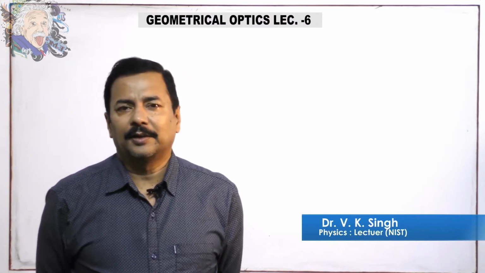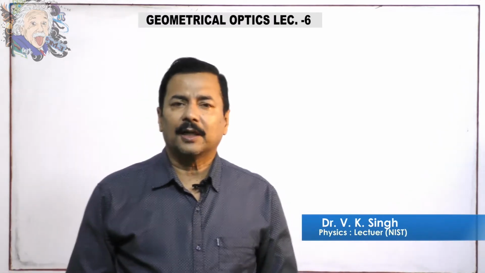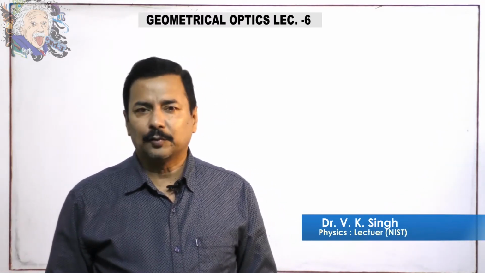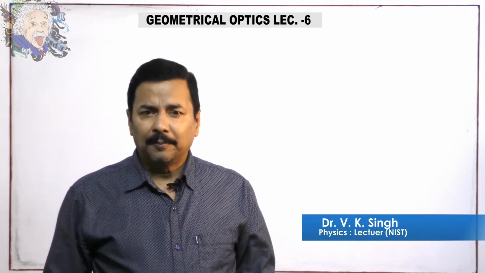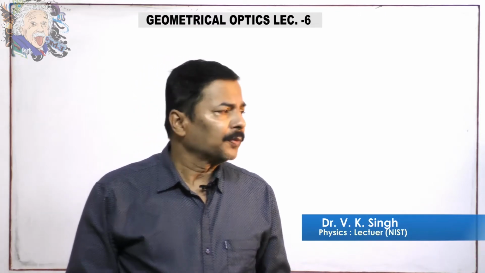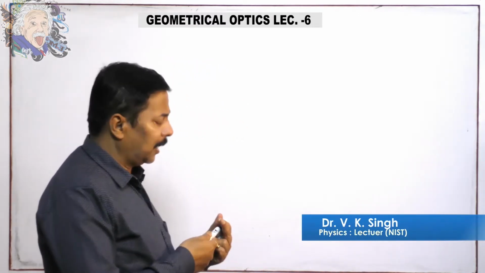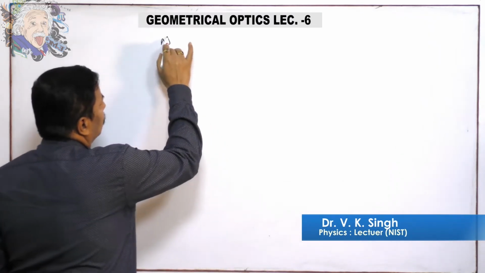We will continue our discussion in geometrical optics. In geometrical optics, we were discussing the spherical mirror. We have seen many situations. We have seen the ray diagram. We have seen the magnification. We have seen many cases of concave and convex mirror. Now, here, I would like to discuss with you Newton's formula.